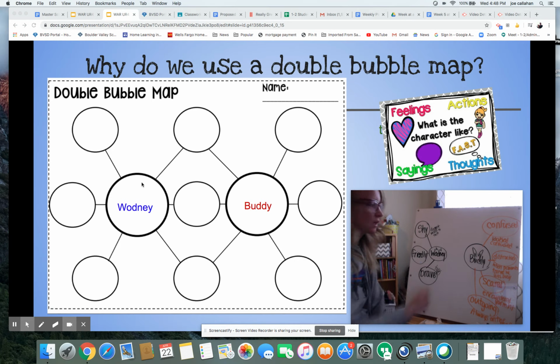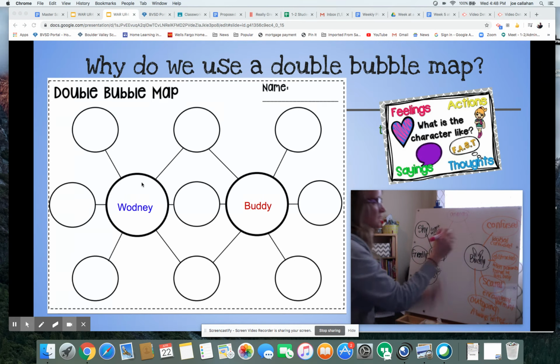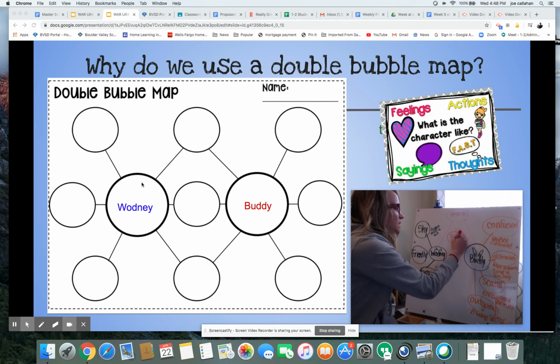So I want you to think, what is something that you noticed about both Wadney and Buddy? I think one of our first most obvious ones is that both characters are animals. In both of these texts, both characters are animals. So I put that similarity bubble in the middle, and then I connect it to both of their names. I also noticed at times they both got shy. Even though Buddy was usually outgoing, there were times that both characters were shy.